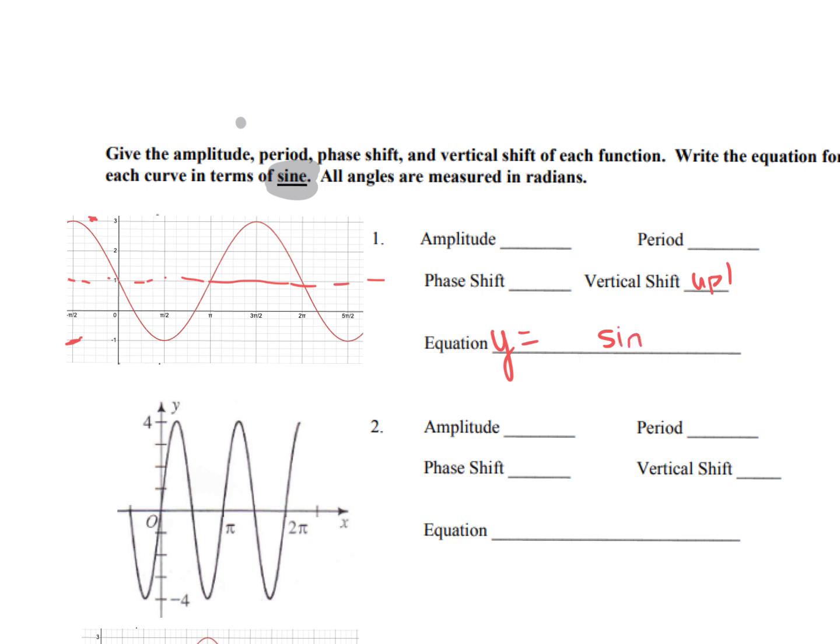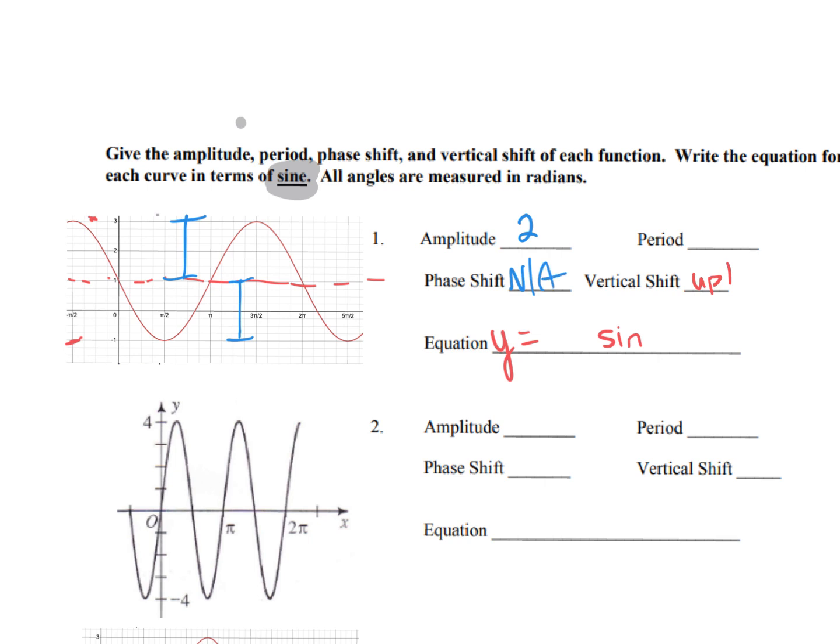We need to decide on the amplitude. Remember, we look from our midline. It has to be the same distance from midline up to the highest point and from midline down to the lowest point. So what's our amplitude? 2. Yes. All right. Do we see a shift left or right? I don't see one.